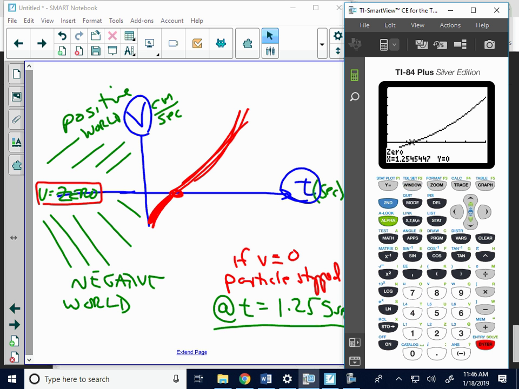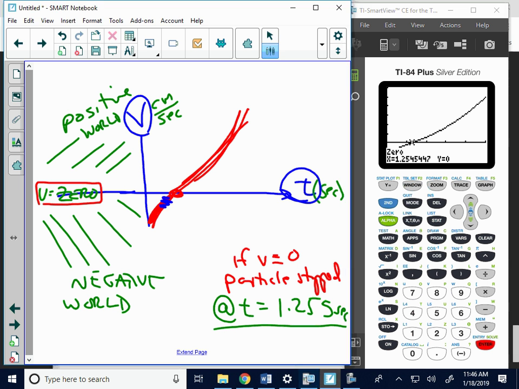We know the particle stops at that time. So how about this negative portion down here? This portion where the velocity is negative. Velocity is negative. What does that mean, motion-wise? It's going backwards. Well, let's be a little careful about backwards. I like going in a negative direction. Okay, well, what does backwards mean?